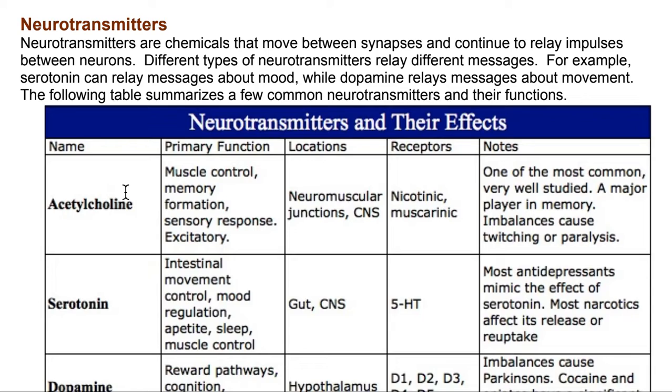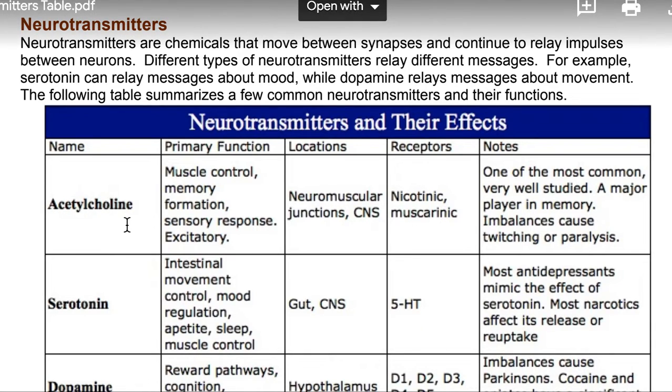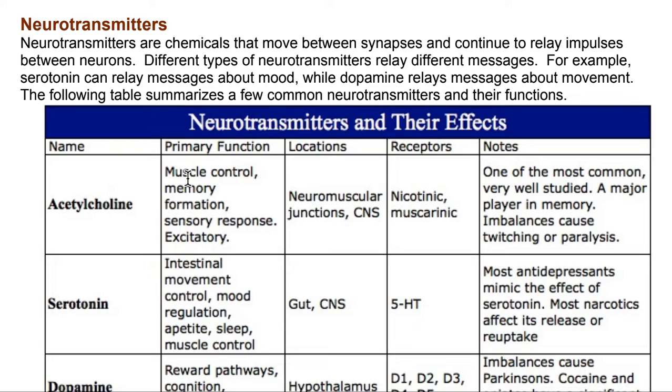The following table summarizes a few common neurotransmitters and their functions. So let's talk about the first row. This is acetylcholine. Say acetylcholine. Acetylcholine. And the primary function is involved in muscle control, memory formation, and sensory response. It's excitatory. Where is it located? Neuromuscular junctions and CNS, central nervous system. So neuromuscular junctions, that's like activating muscles and stuff.